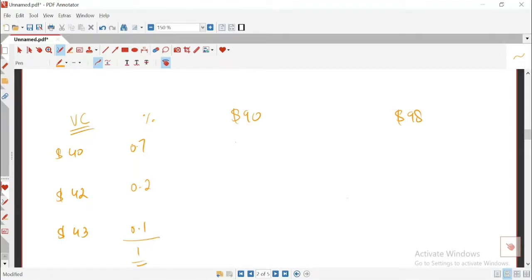If we charged selling price 90 and variable cost was 40, we had the outcome of 25,000, or the payoff of 25,000. If 42, 24,000 and 43, 23,500.